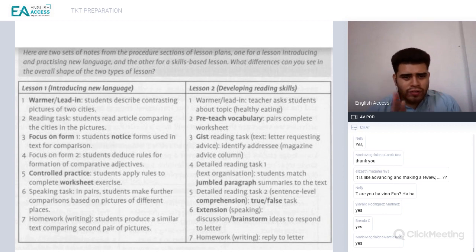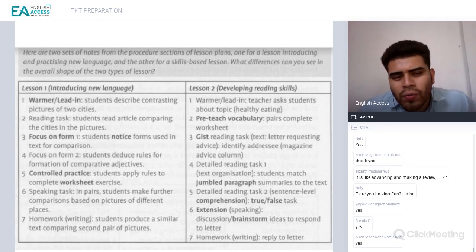So look at the 2. Lesson 1 is for introducing new language. So that means grammar and vocabulary. And lesson 2 is about developing reading skills. What do you notice in the difference? Both of them begin with a warmer or a lead-in. But what is different on the rest?